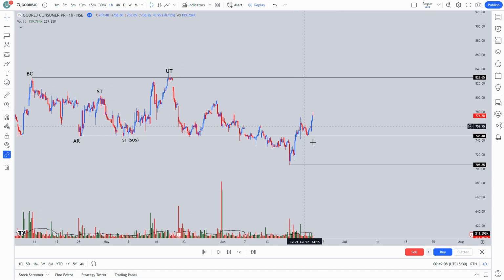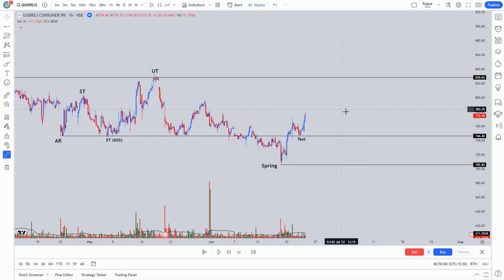Now after a spring, you're having a test right here. Let me label it for you. So as you can see right here, now we have a spring and a test. And in terms of Wyckoff schematics, once you already have a spring, you can take a trade at this particular test and you can have your target at your creek levels, which is the resistance levels at this point. Okay.